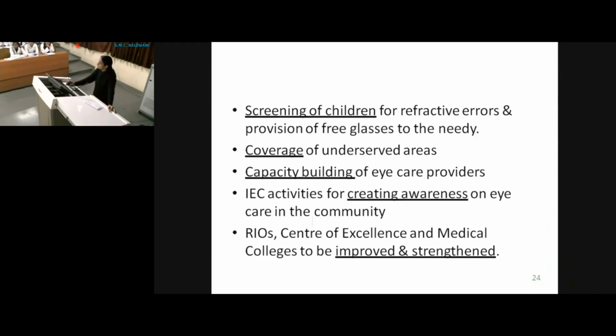Screening of children for refractive error and provision of free glasses to the needy. Coverage of underserved areas, capacity building of eye care providers, IEC activities for creating awareness on eye care in the community. RIO, what is RIO? I told you just now, Regional Institute of Ophthalmology. Center of Excellence and Medical College to be improved and strengthened.